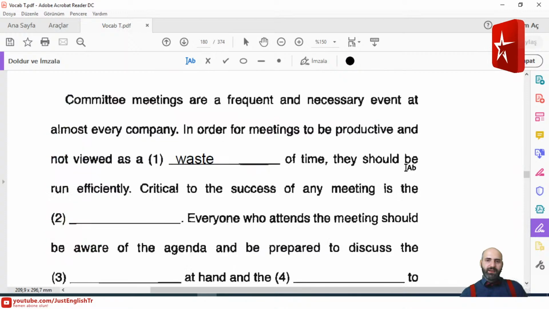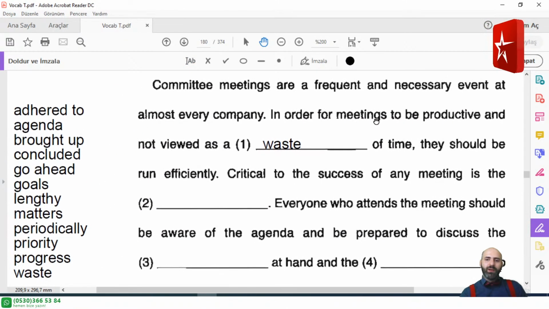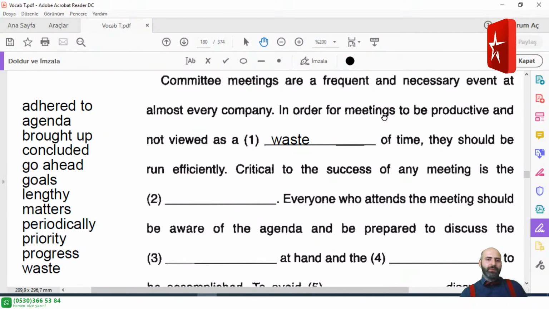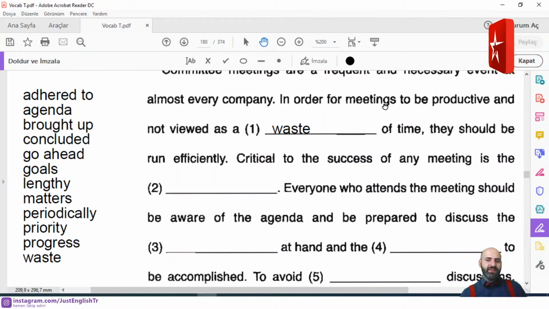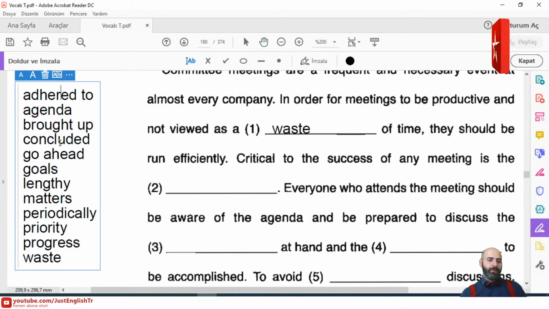Let's make it a little bit bigger. Yes, I think it's better now. They should be run efficiently. Critical to the success of any meeting is the what? What is critical to the success? Of course, we need noun because we have got the and it is article. Waste we used. Number two, guys, what do you think?